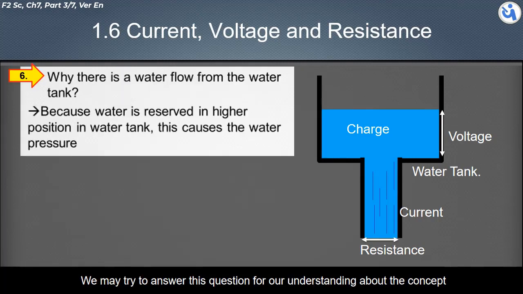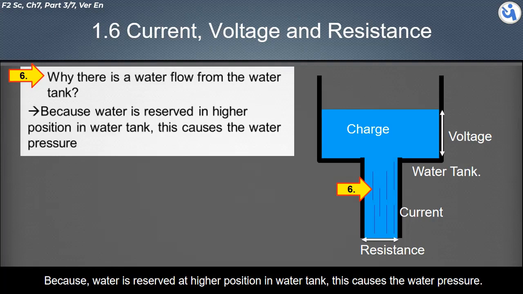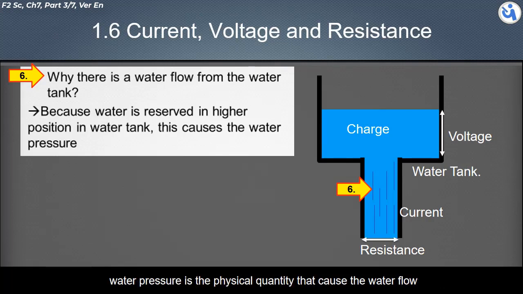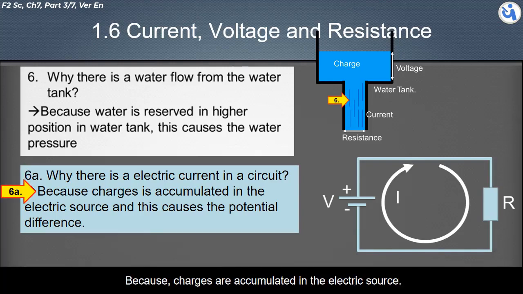We may try to answer this question for our understanding of the concept. Why is there a water flow from the water tank? Because water is reserved at a higher position in the water tank, this causes the water pressure. Water pressure is the physical quantity that causes the water flow. Same for the current in a circuit. Why is there an electric current in a circuit? Because charges are accumulated in the electric source, and this causes the potential difference.